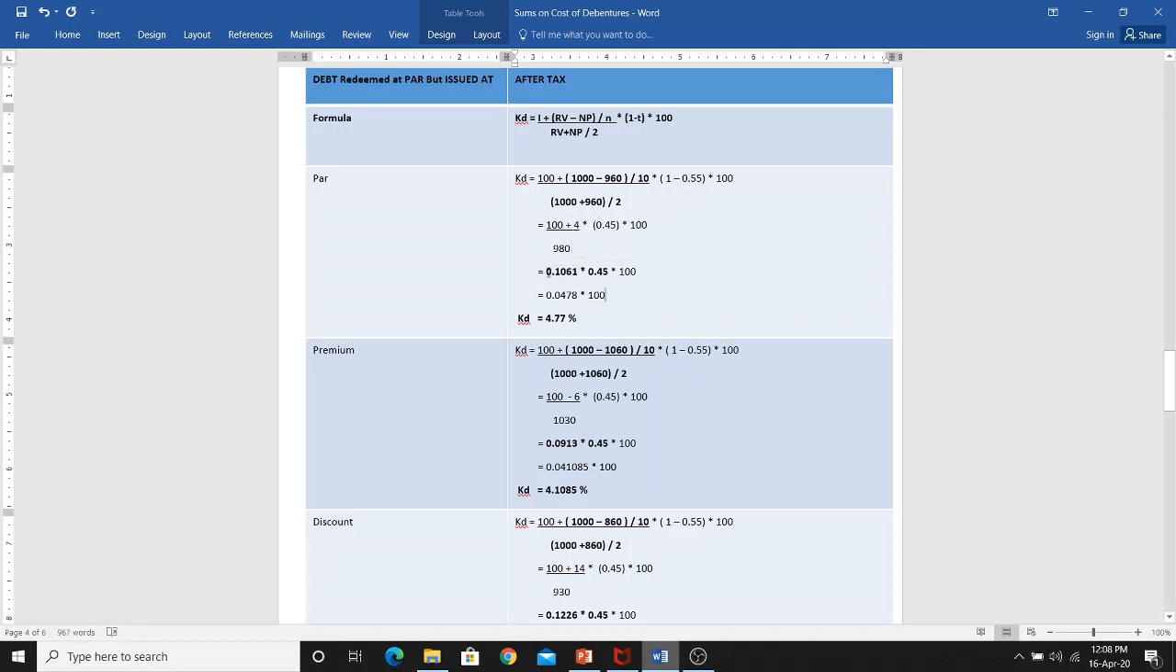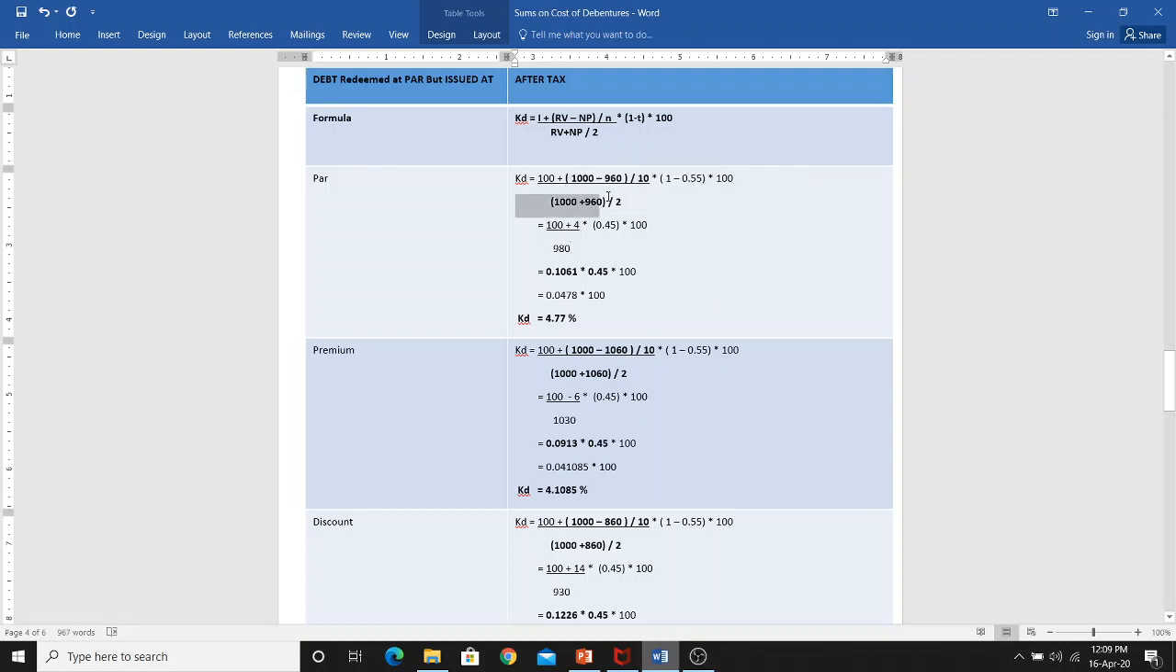Once you divide these two, then multiply with the tax rate. Now what is the tax rate? See here, what is the tax rate? Into 0.45. So you got 0.0478. The last step is to multiply by 100 because in the end we want it in the form of percentage. That is why we are multiplying it with 100. So always remember, first solve the portion till here, then add it with the interest, then you get the numerator, divide it with the denominator.